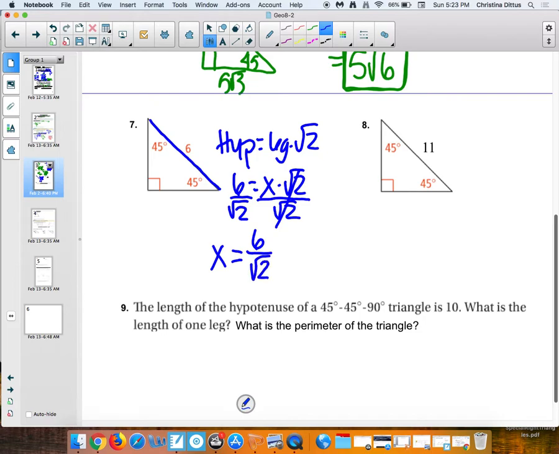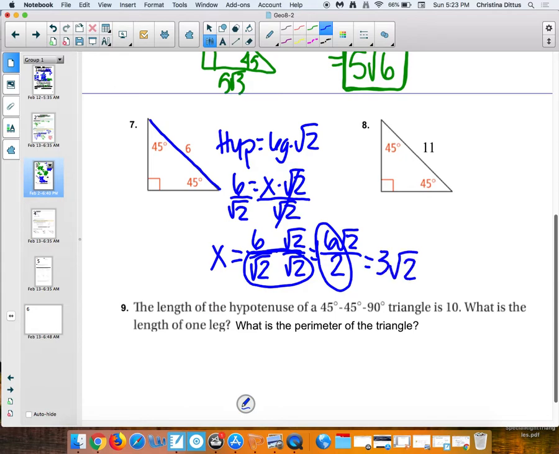Well, it's improper to leave square root of 2 on the bottom, so we need to multiply by the square root of 2 over the square root of 2. This is like multiplying by 1, which is okay. The top becomes 6 square root of 2, and the bottom, like we talked about in the one before, square root of 2 times square root of 2 is just 2. And then if I simplify 6 over 2, I get 3. So each leg is 3 square root of 2.